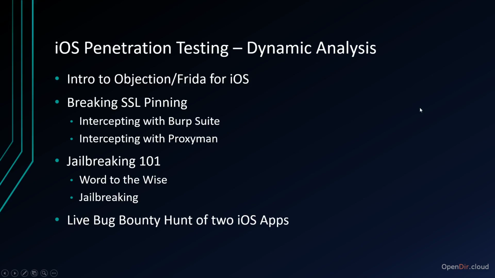For the iOS dynamic section, again, we'll be talking about Objection and Frida for iOS. There's some different commands you have to use for iOS as compared to Android. We'll also talk about breaking SSL pinning, again, for iOS applications. And finally, we'll polish off this section with jailbreaking. And jailbreaking will be our last resort attempt to break SSL pinning.